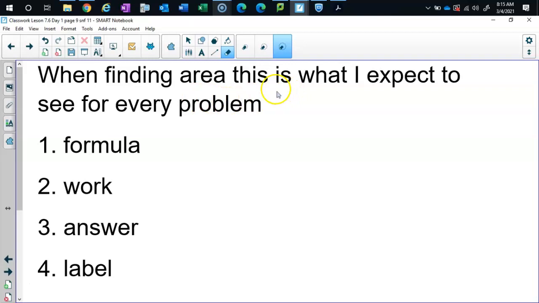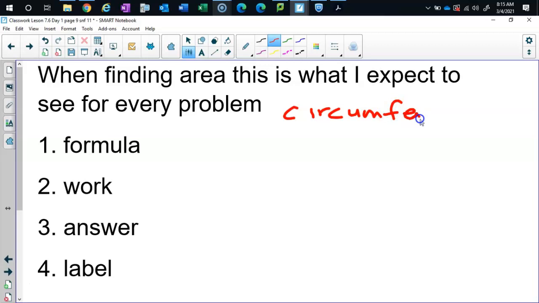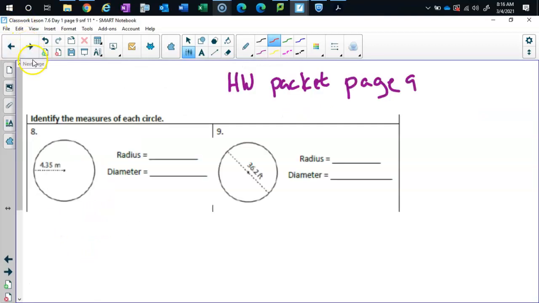Now, remember, guys, when you are finding area, or in this case, also circumference, you need to show the formula, your work, your answer, and your label. Now, here we go. This is on page 9, middle of the page. Okay, number 8.